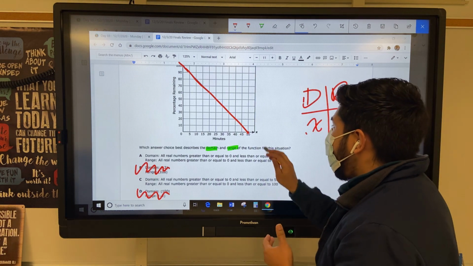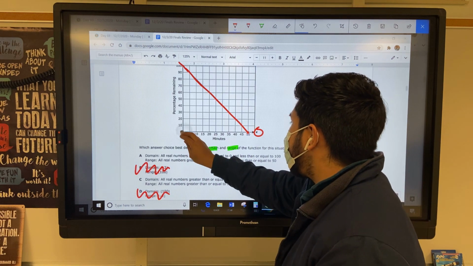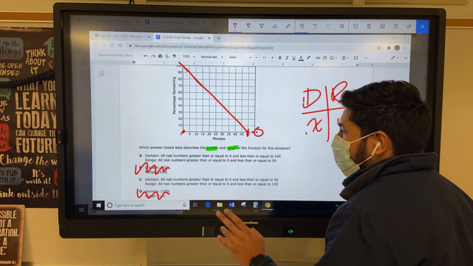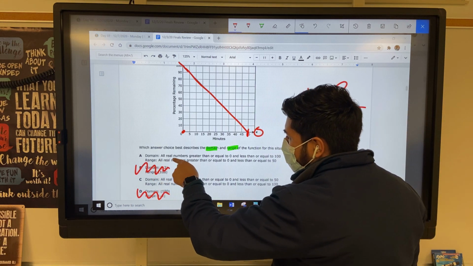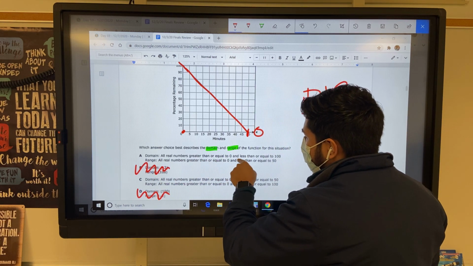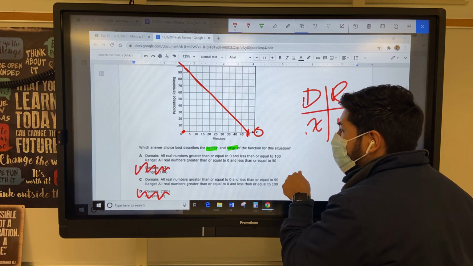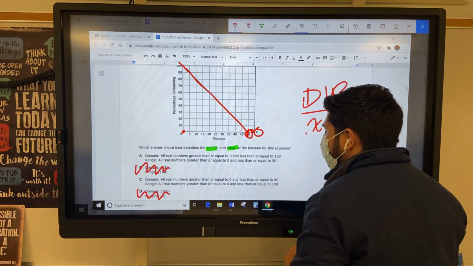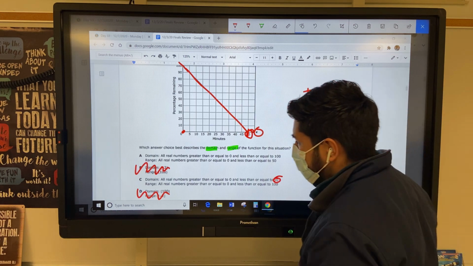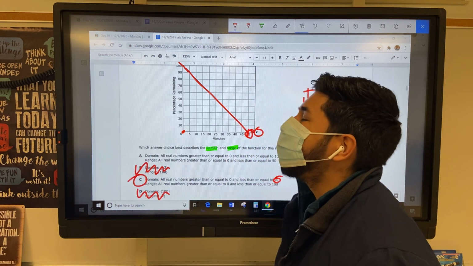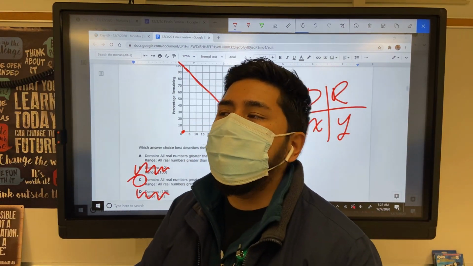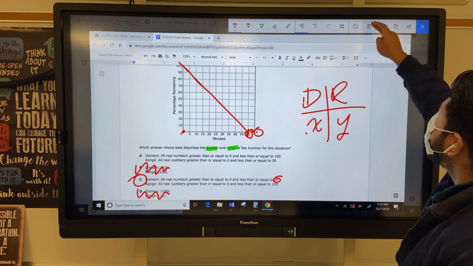So domain is my X, so that's from 0 to 50. So make sure you read 0 to 50. So letter A, domain all real numbers greater than or equal to 0 and less than 100. No, because we just said X is right here, and that's asking for 50. Boom. Easy peasy. So you just need to read. Make sure you read, ladies and gentlemen. Make sure you read. Next one.